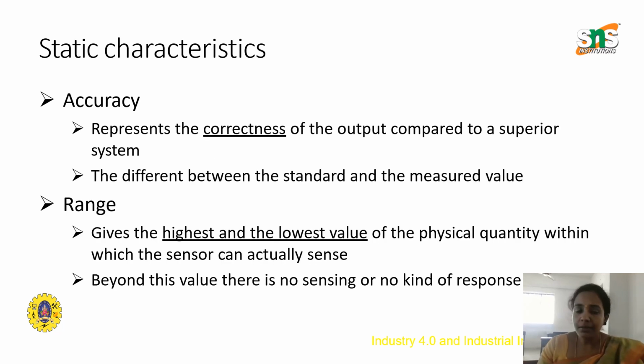So other than the sensor characteristics, static and dynamic, we have accuracy and range also. Accuracy represents the correctness of the output compared to a superior system. It is the difference between the standard value and the measured value.